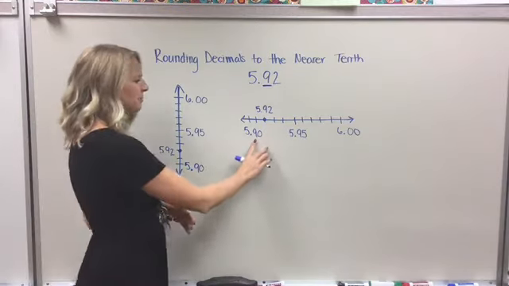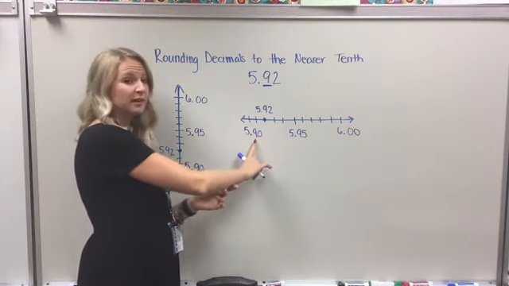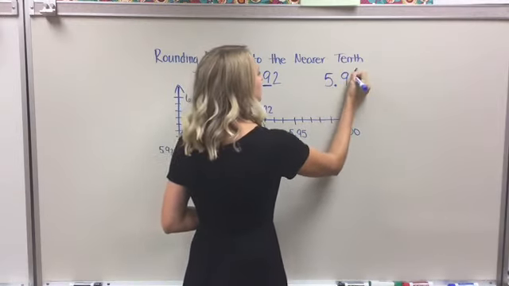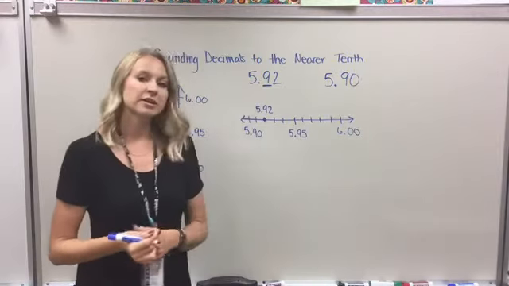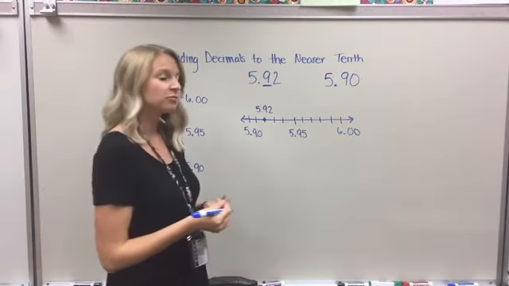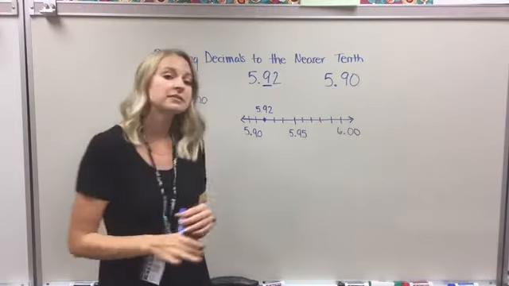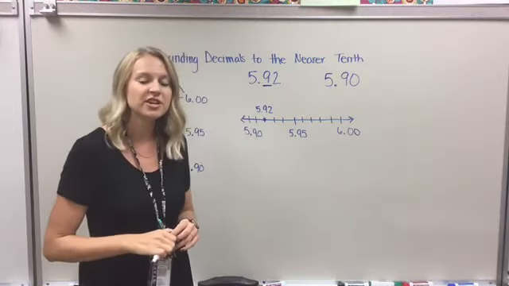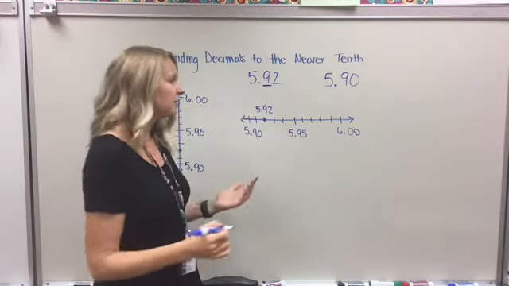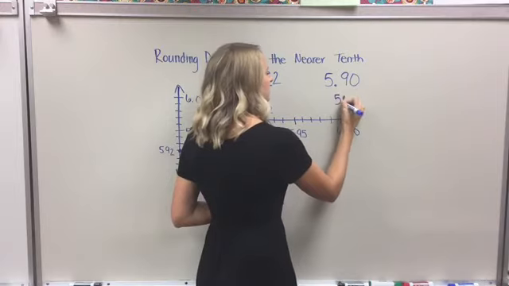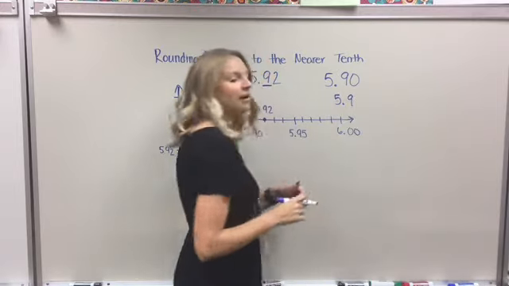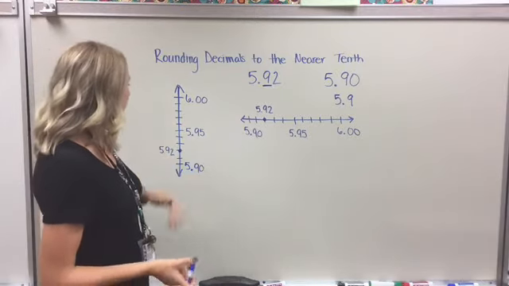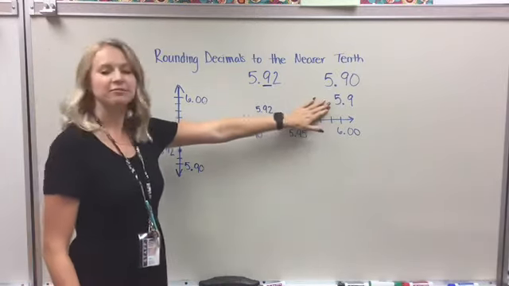So in this case, because I know that it's located closer to 5 and 90 hundredths, I could go ahead and write 5 and 90 hundredths. Now, because I'm rounding to the nearer tenth, I only need to write my number to the nearest tenths place. So because I know that 0 just acts as a placeholder and doesn't change the value of my number, I can eliminate the 0 and simply write my answer as 5 and 9/10. So if I'm looking at 5 and 92 hundredths, using the number lines, I can see that it rounds to 5 and 9/10.